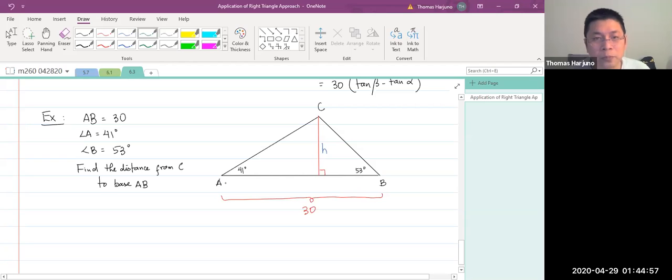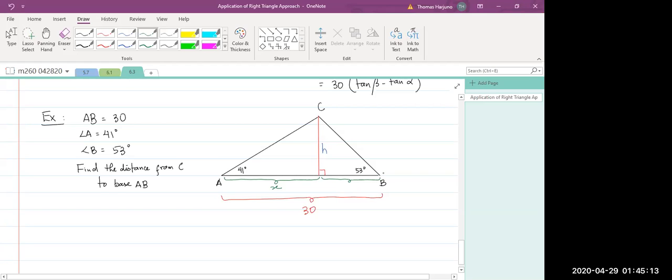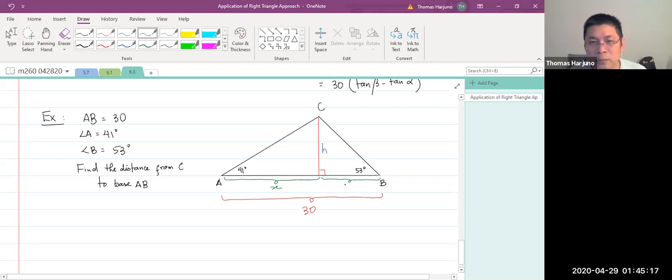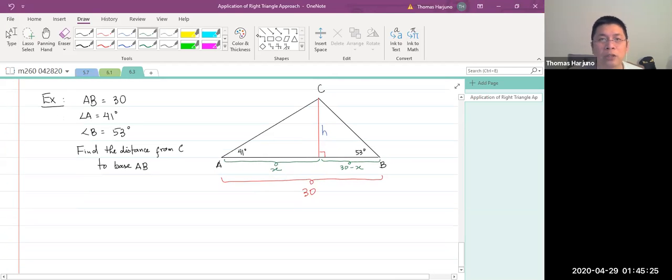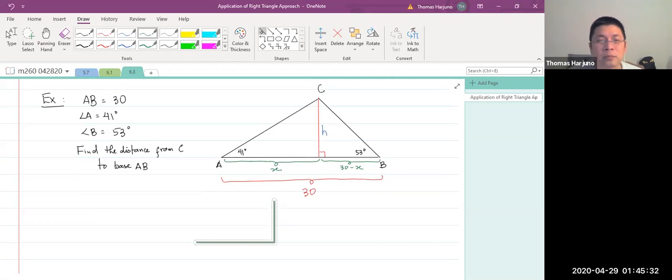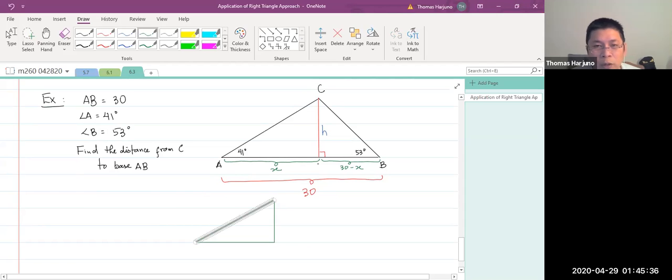Let's assign some variable. Let's say this part here is x. Then what will this be? 30 minus x. Now you see that we actually have two right triangles. Let me call this point D here. So this is A, this is C, this is D. This is 41 degrees, this is the height, this is x. Are you with me?